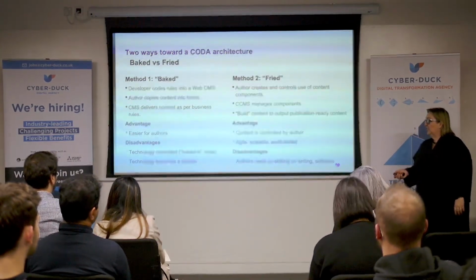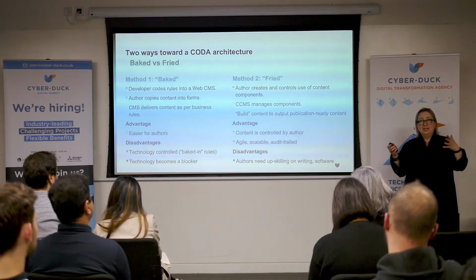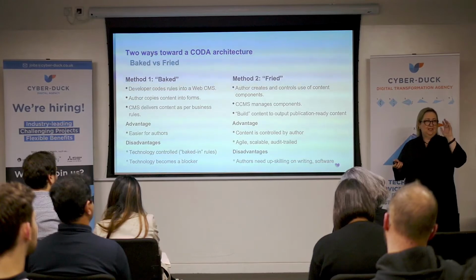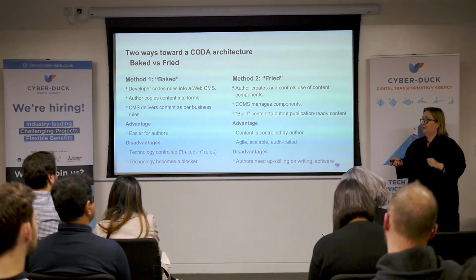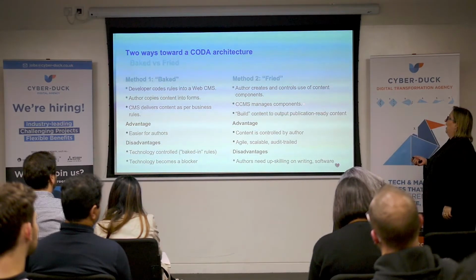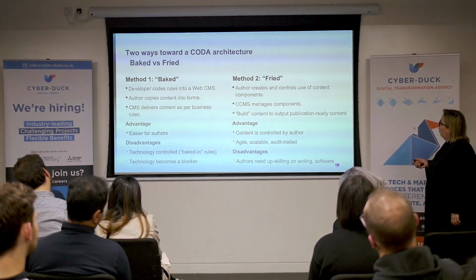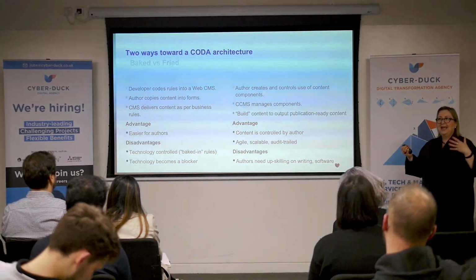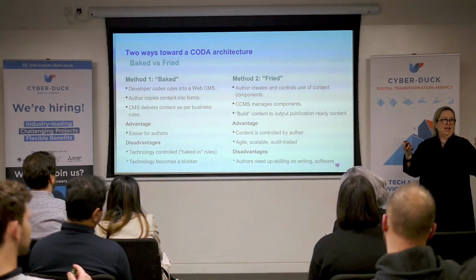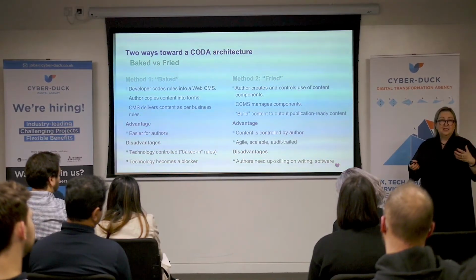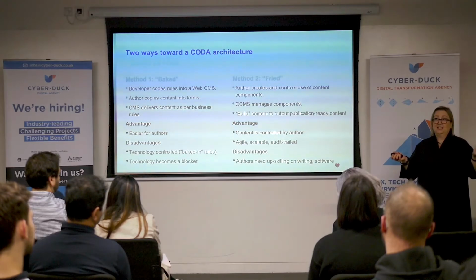And the technology can become a blocker because you say, we need this changed, and they say, come to me with a budget and your team, and then we'll do it, and we'll do it 3 months from now. And then there's the fried method. We call that baked because it's like if you put an egg in a cake, you can't pull the egg out. But in fried, if you make bacon and eggs, you can separate the bacon and the eggs easily.